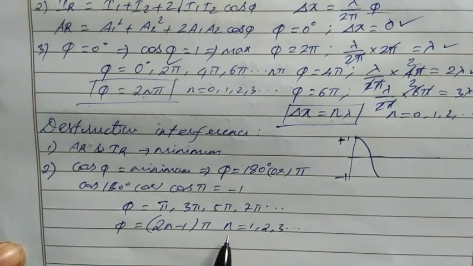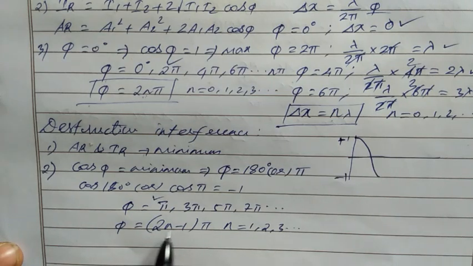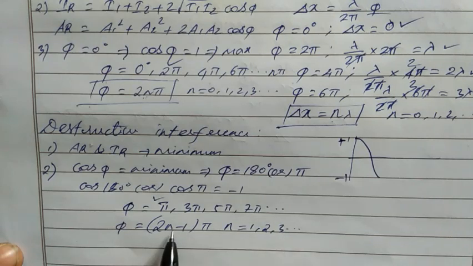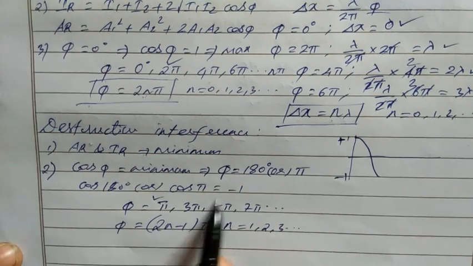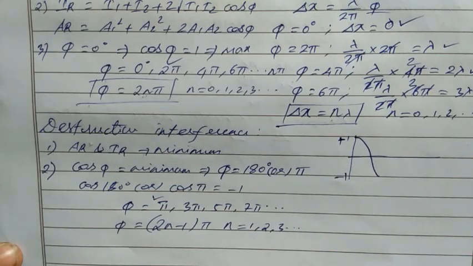If we substitute n equal to 1, then what is my value? 2 into 1, 2, 2 minus 1, 1, 1 into pi, pi. So I will get the pi. If we substitute n equal to 2, then 2 into 2, 4, 4 minus 1, 3. So we will get 3 pi. Then if I substitute 3, 2 into 3, 6, 6 minus 1, 5, we will get 5 pi. So like that we will get odd number here. Pi, 3 pi, 5 pi, 7 pi, like that. Okay, so this is phase difference.